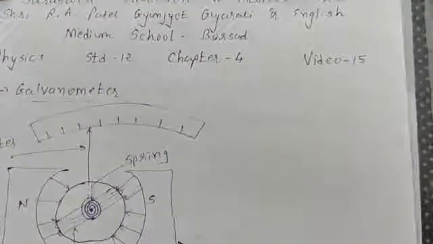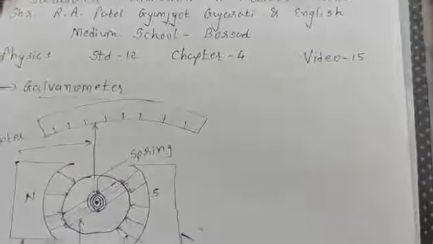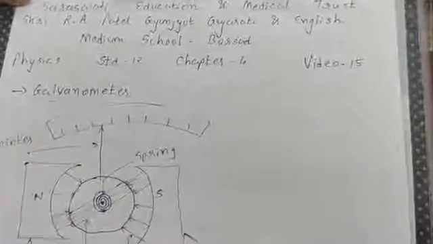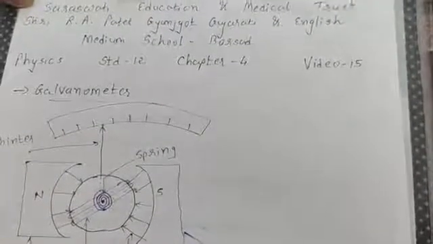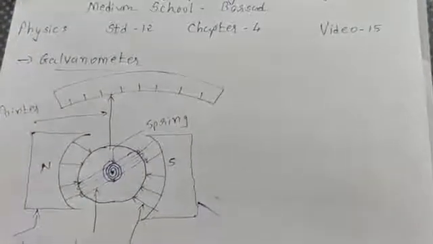In the previous video we studied the magnetic moment of the current, and also the magnetic moment of the electron revolving around the nucleus. In today's video we will see the last topic of chapter number 4, that is galvanometer.